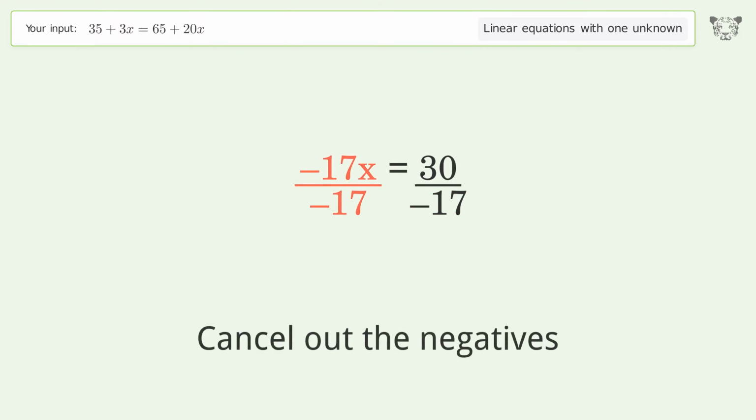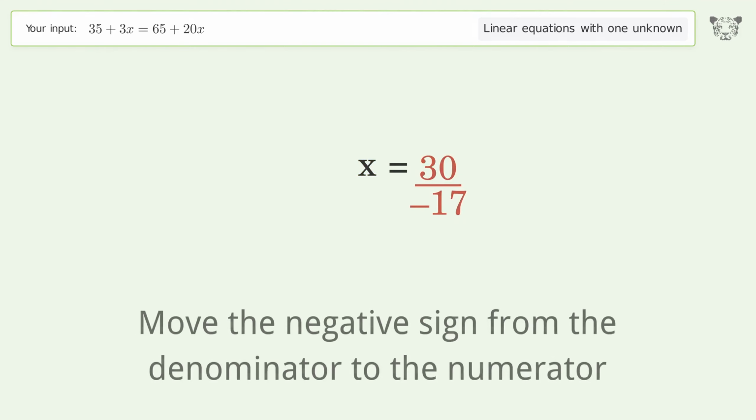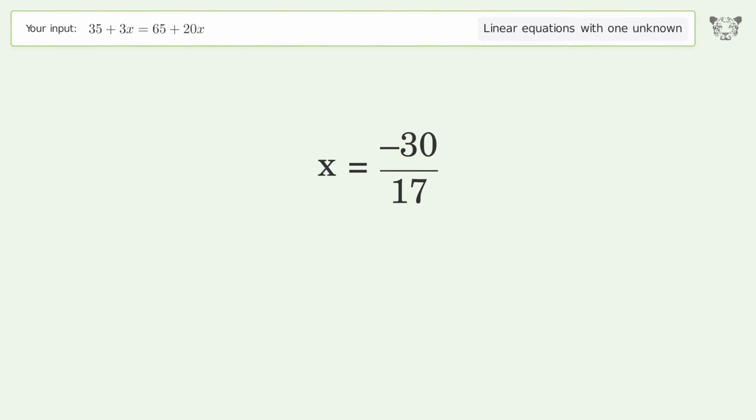Cancel out the negatives. Simplify the fraction. Move the negative sign from the denominator to the numerator. And so the final result is x equals -30/17.